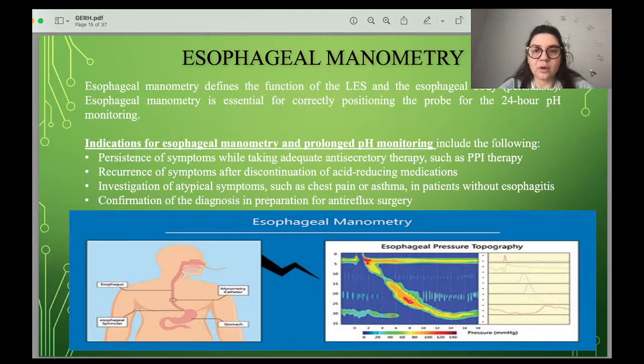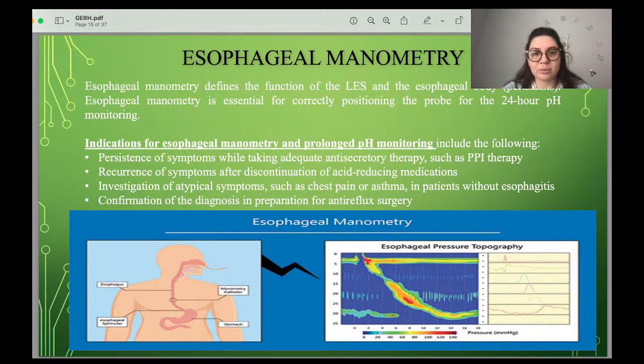Another method of investigation of a patient with GERD is esophageal manometry. Esophageal manometry defines the function of the lower esophageal sphincter and esophageal pressure. It is essential for correctly positioning the probe for 24-hour pH monitoring. You can't fix the pH monitor without manometry, because you need this specific high pressure zone, and I remind you, it is placed individually in each patient.